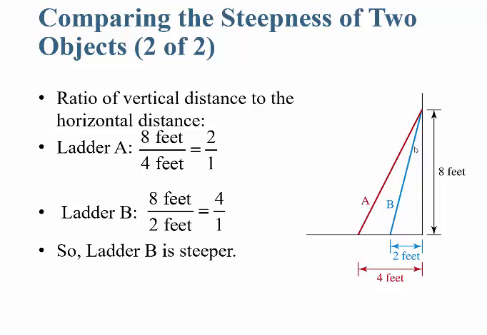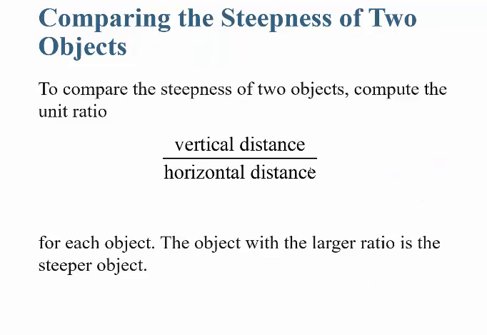Like if you were to climb ladder B, you would notice it being a lot steeper than if you were to climb ladder A. So to compare the steepness of two objects, we compute the unit ratio. What a unit ratio means is there are no units to it, so they go away. They cancel each other out basically. To compute the unit ratio, you take the vertical distance divided by the horizontal distance of each object. The object with the larger ratio, in this case the 4 to 1 compared to the 2 to 1, is the steeper object.